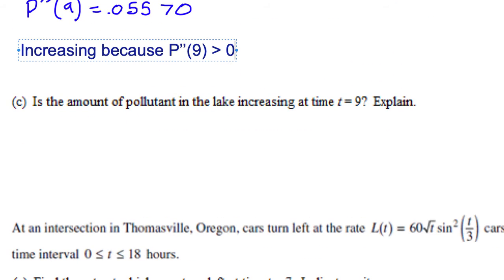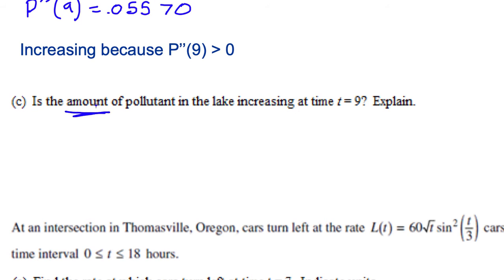Part C, is the amount of pollutant in the lake increasing at times equal to 9? So it's talking about an amount now. The amount is just P, because P prime was the rate. So is that amount increasing? Take the derivative of P. It's really asking about P prime of 9, which we found up here.